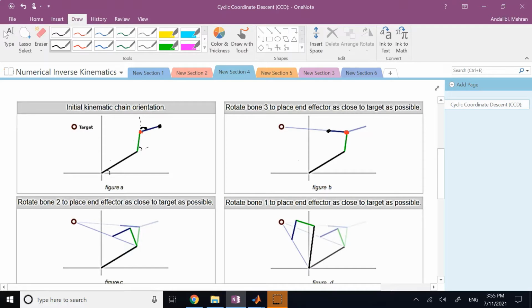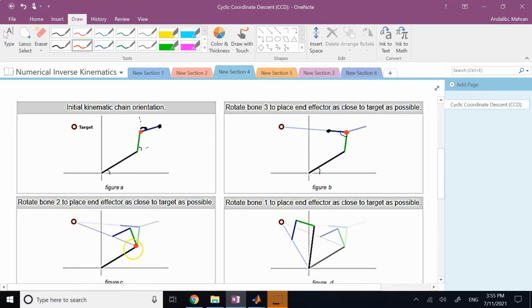Now that you're done with that, you lock the angle between 2 and 3. You lock this angle, okay? Or you lock joint 3. You're not going to change that. You're also not going to change 1. So you're only going to focus on joint number 2, which is now this one. Say, well, now this is my target joint. What can I do to this joint to bring the end effector as close as possible to the target?